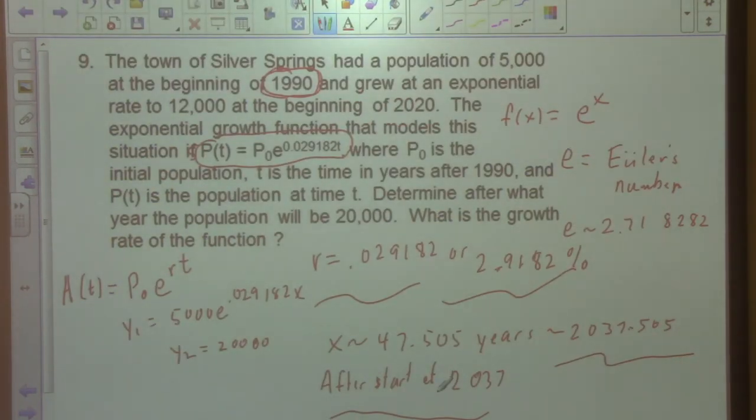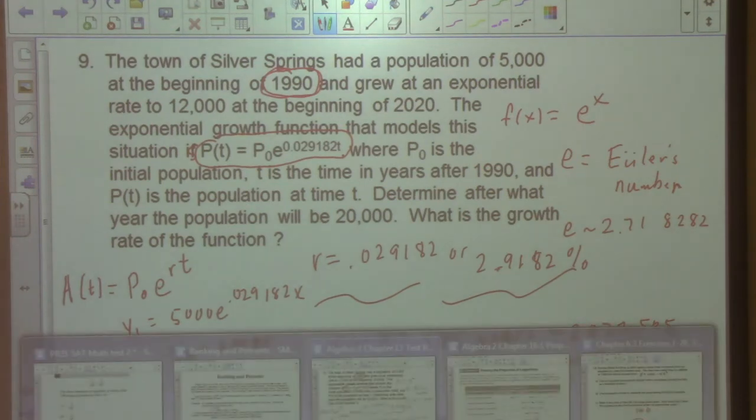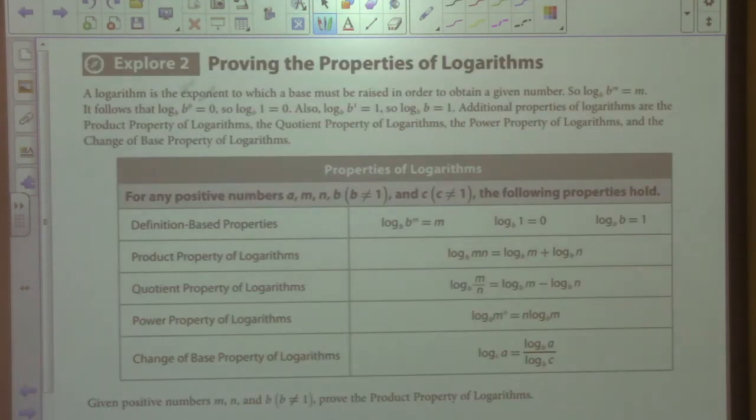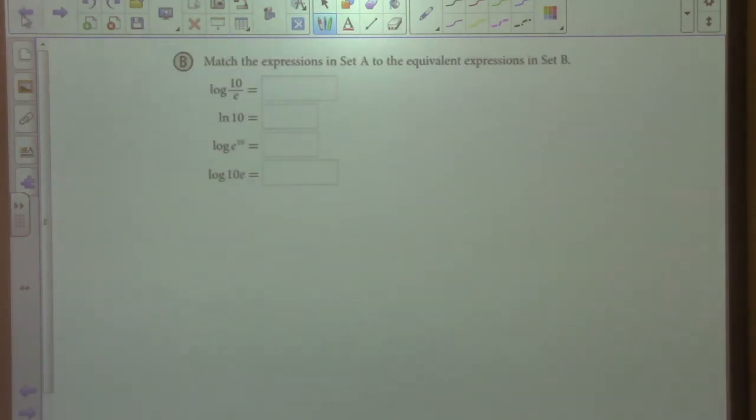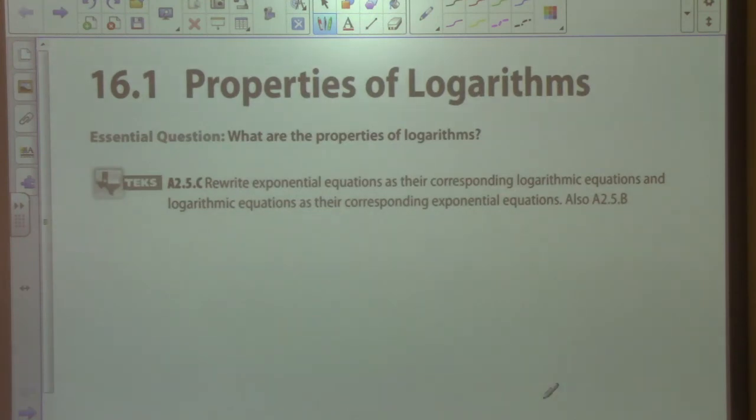So hold on to your packet. We're going to be starting on logarithms today. Oh yeah, because we have a test tomorrow, right? Yeah, we'll have a test tomorrow, that's right. But we're going to start talking about properties of logarithms.